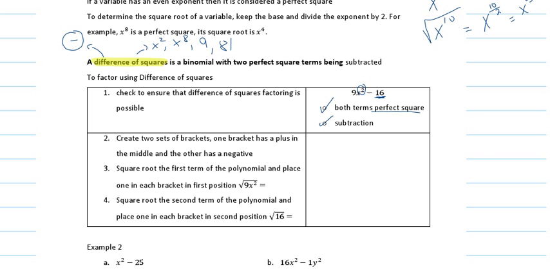Now the question is, how do I factor this? So here's what you need to do. You're going to create two sets of brackets. One bracket has a plus in the middle and the other has a negative. So plus, minus.